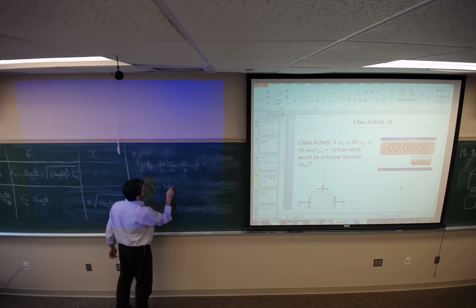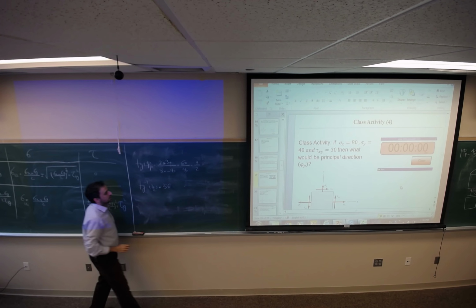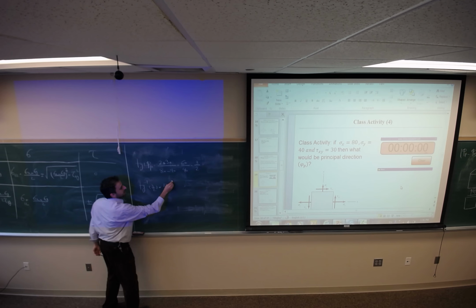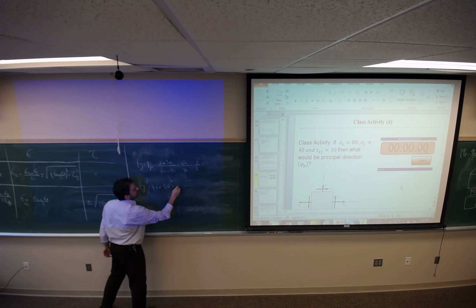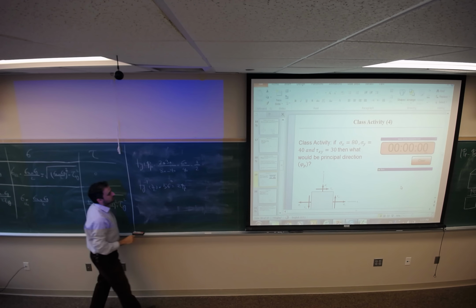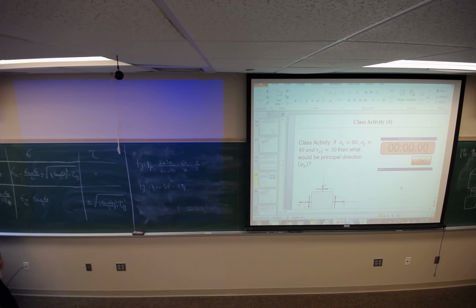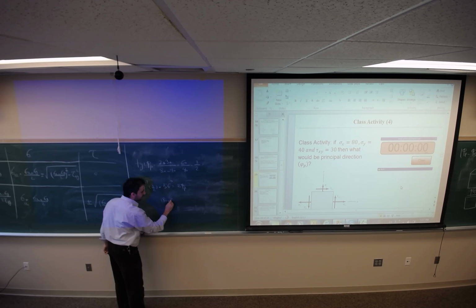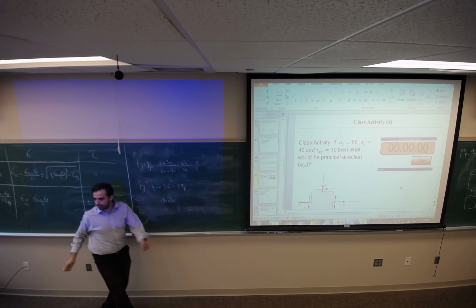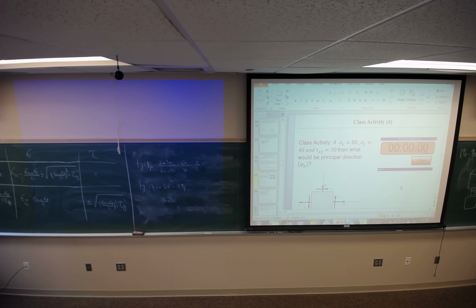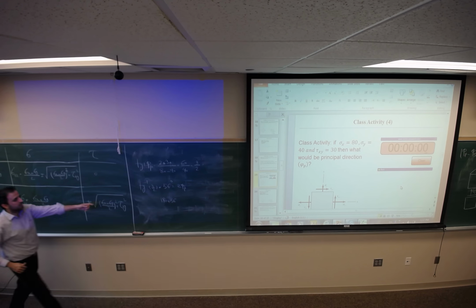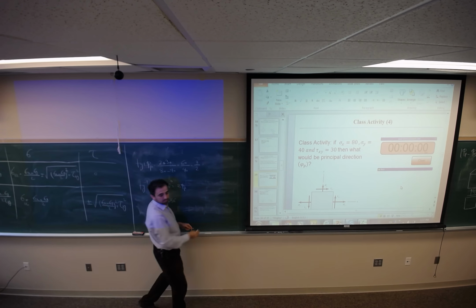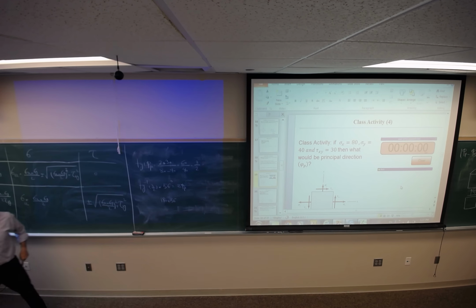56.31. Okay, let's stick with 56. 56 degrees is going to be 2 phi p. The other angle is 180 plus 56. We have two answers. Two angles will have the same tangent. Is that clear? Alright.